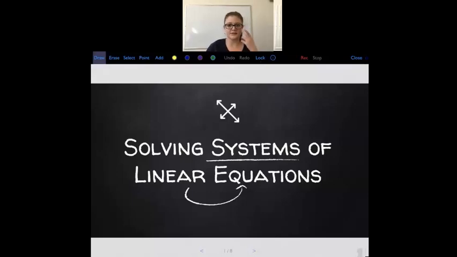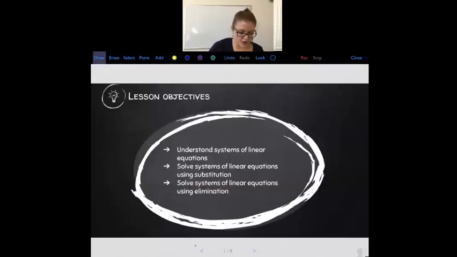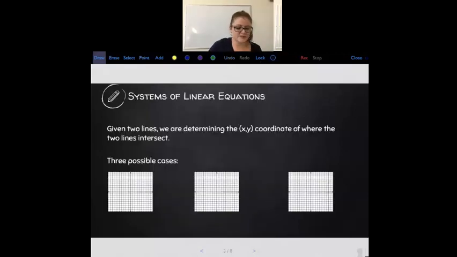This lesson is titled Solving Systems of Linear Equations. What we'll do is understand what a system is, and then learn how to solve systems of linear equations using both substitution and elimination. First, systems of linear equations.